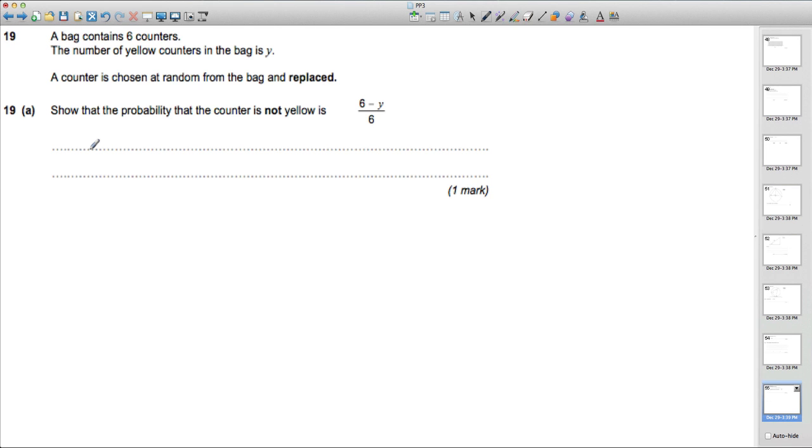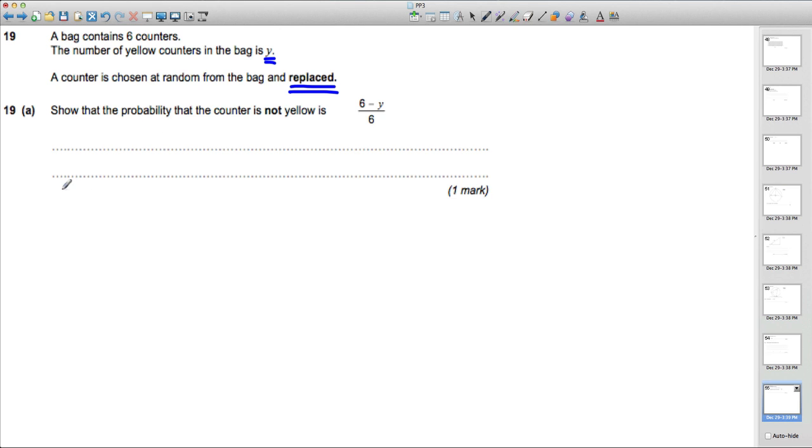Okay, question 19. A bag contains 6 counters. The number of yellow counters in the bag is y. A counter is chosen at random from the bag and replaced. Show that the probability that the counter is not yellow is 6 subtract y over 6.